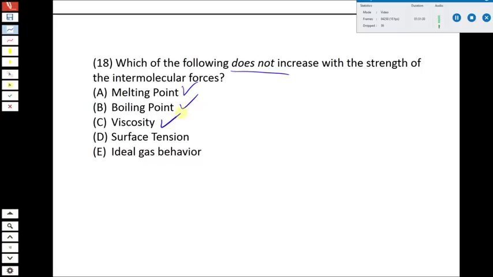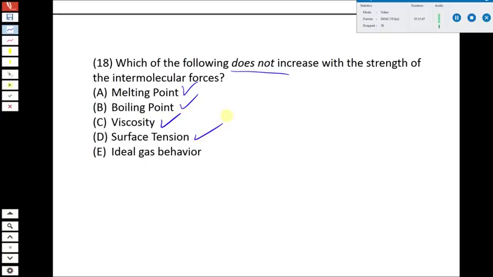Surface tension is the resistance of a liquid to change its surface area. It basically gives the upper surface of a liquid some amount of rigidity, because it doesn't want to spread out any further because of the intermolecular forces holding it together. So this also will increase with intermolecular forces.